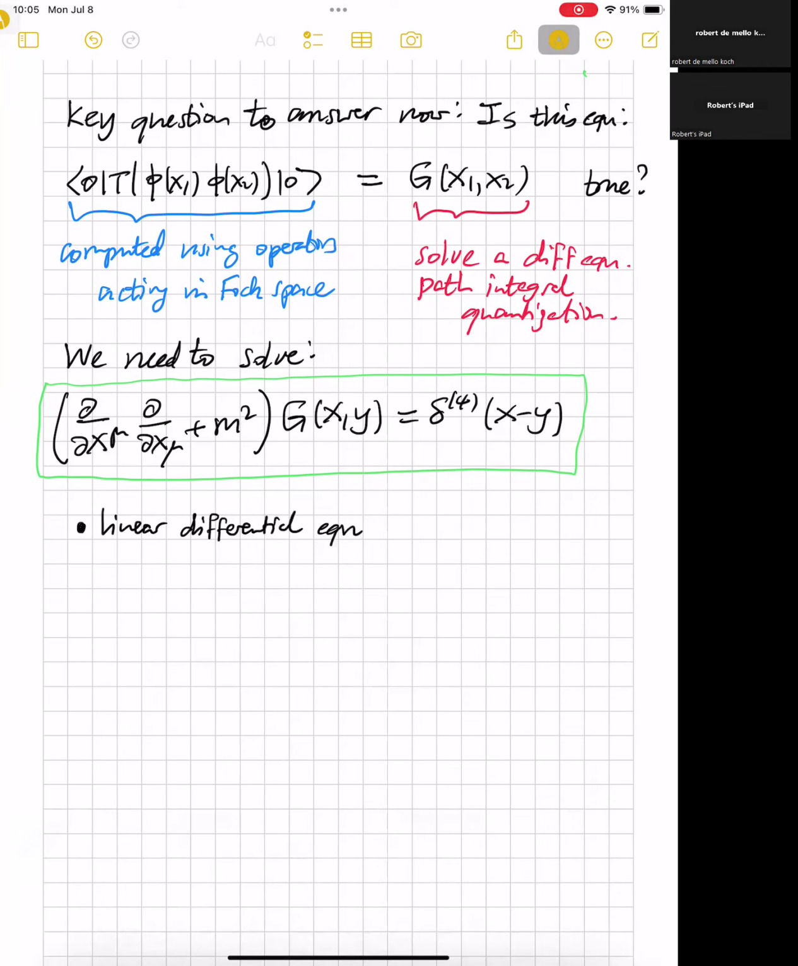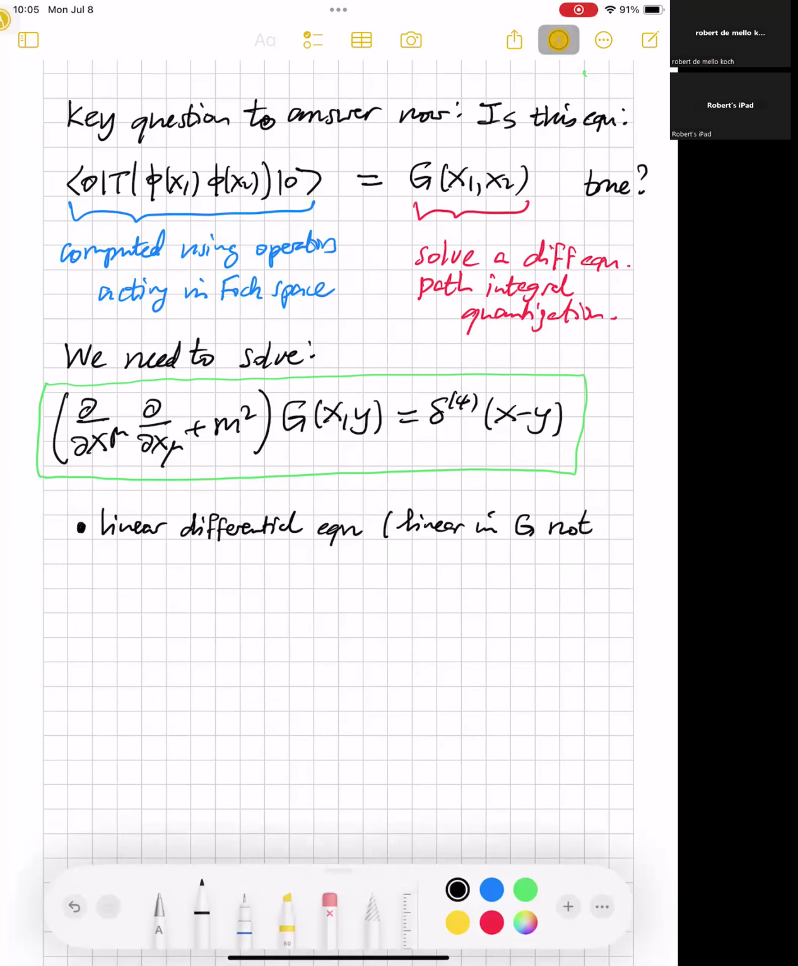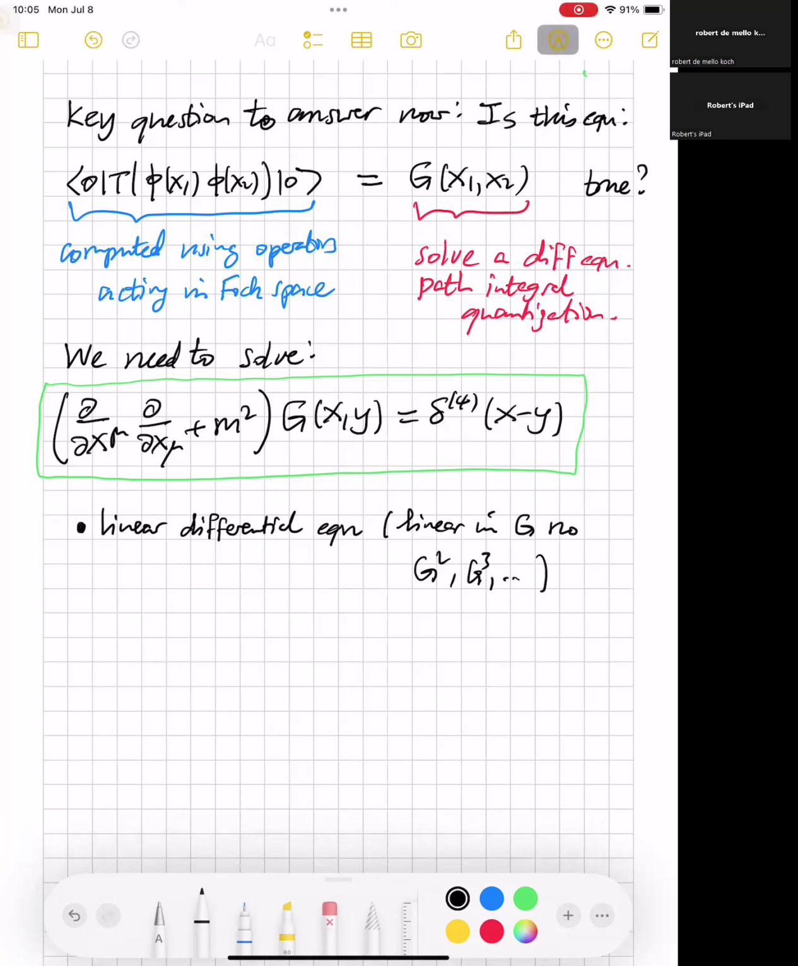And what I mean by this is it's linear in G. No G squareds or G cubed or anything like that. Okay, so that's the first comment.